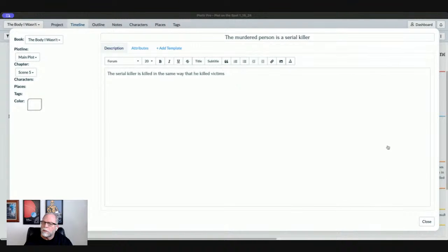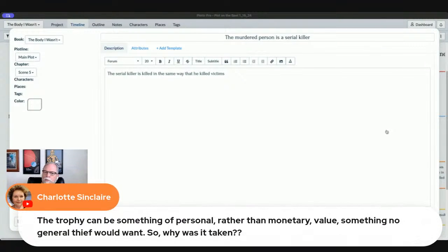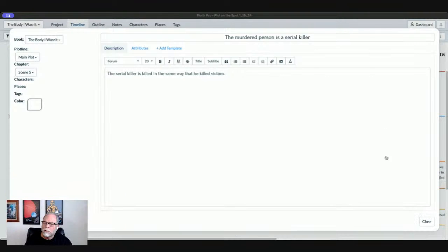Strangulation, trophy is an ear. That's interesting. Trophy's been put in dead innocent brother's house, but they don't make sense for the dead brother. That's an interesting idea too, because a trophy can be something personal rather than monetary value. Yeah, sometimes a killer will take just an earring or something like that that doesn't make any sense. It's a cheap earring and they only take one, something like that. Okay.